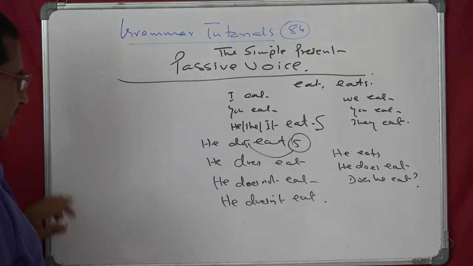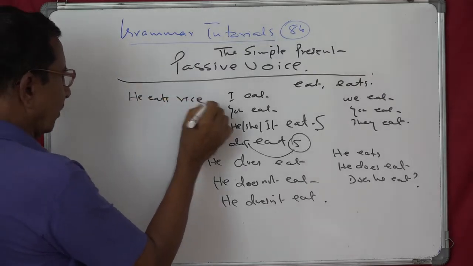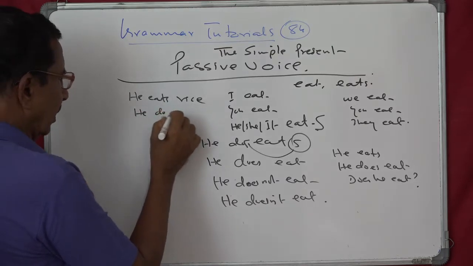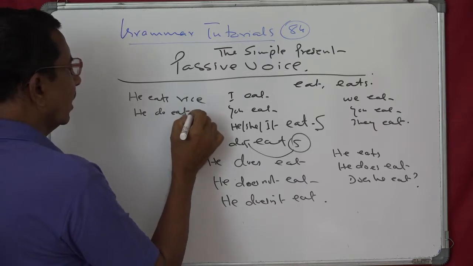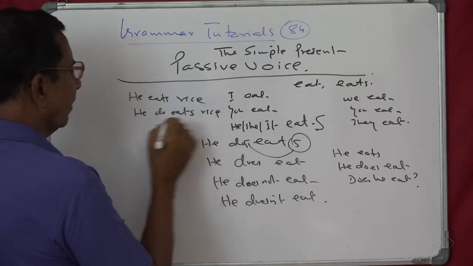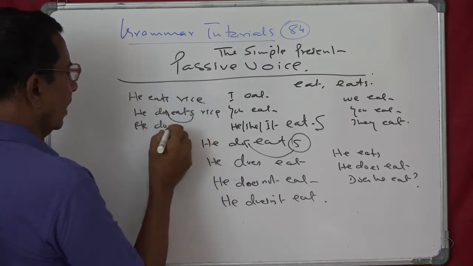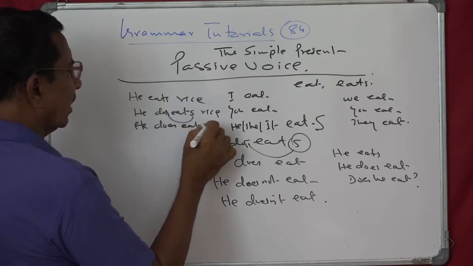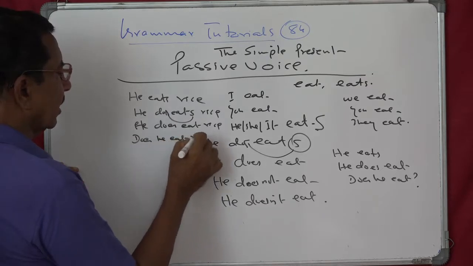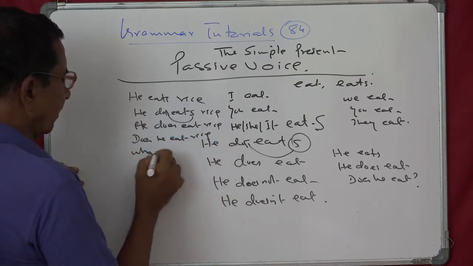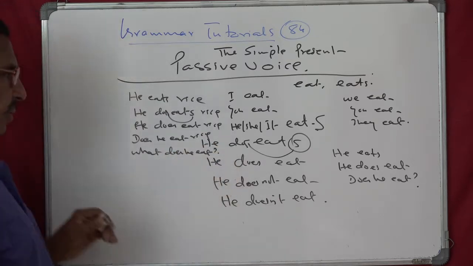Then you have the WH question. He eats mango. He eats rice. Easier for you. He do eats rice. He does. S is added here. Does eat rice. Does he eat rice? What does he eat? What does he eat? I think up to this we have come.